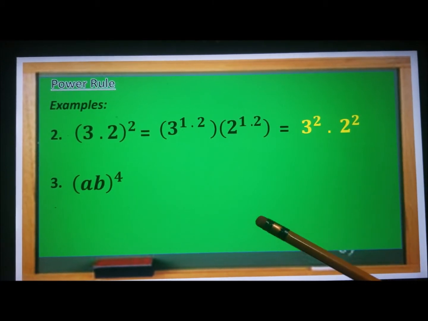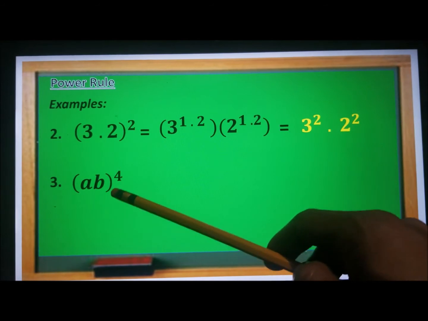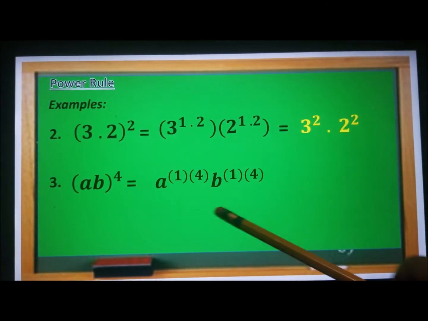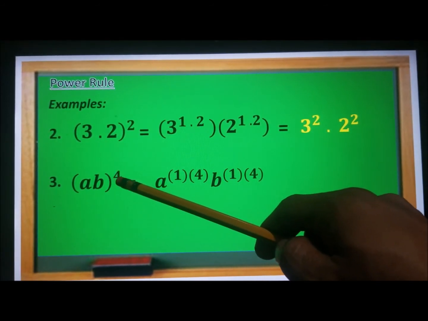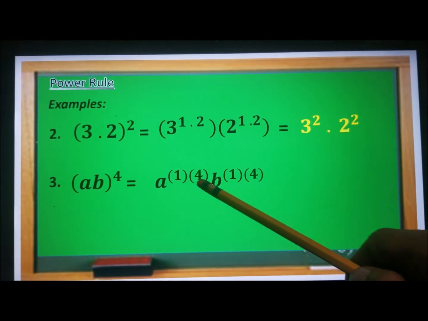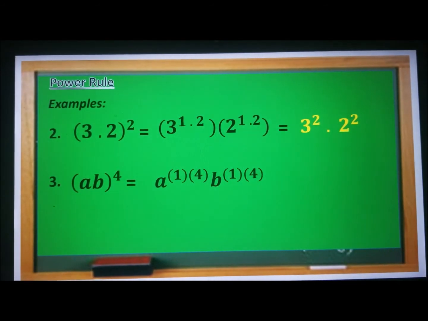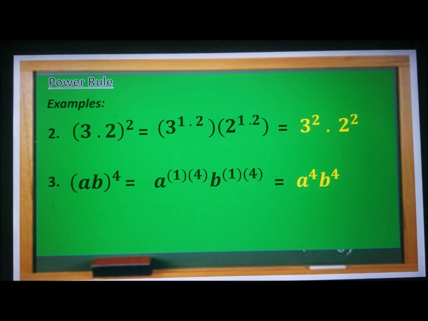For the next one, we have the product of a and b raised to 4. All we have to do is copy again the bases, which are a and b, then multiply the outer exponent with the inner exponent. So we have 1 times 4 for a and also 1 times 4 for b. So we have a raised to 4, b raised to 4.